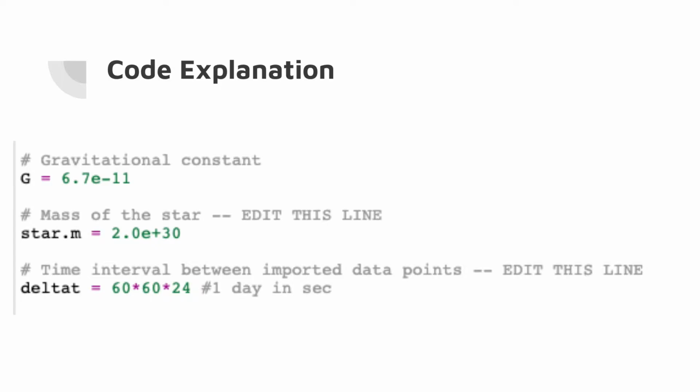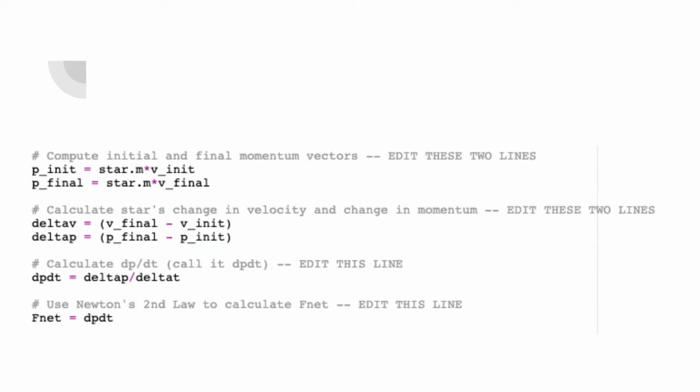Since this experiment largely revolved around the programming aspect, I'll spend a little time explaining the code and then show the actual running of the program. Here we just plugged in the values of each specific variable: G, the mass of the star, delta t, which is just the day in seconds. Here we set each variable, like the p initial and p final, which is just the mass of the star times their respective velocities. Delta v and delta p, which is just the change in velocity and change in momentum. And then dp dt, which is just delta p divided by the delta time, and then that can be set to Fnet.